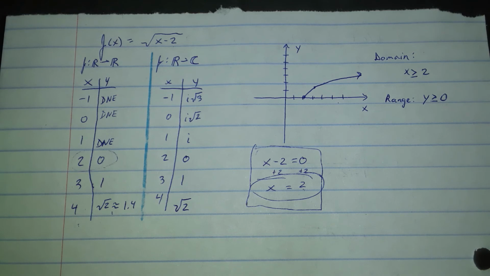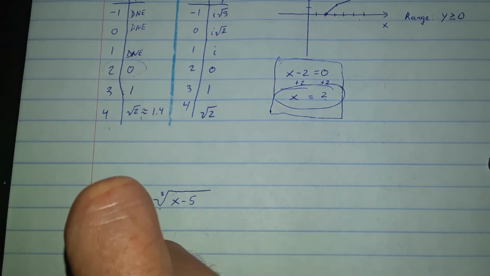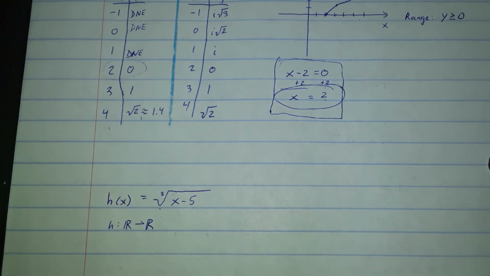Let's take a look at one more function. I want to look at the cube root function. So I have the cube root of x minus 5, and I want to take a look at what happens there. We're going to look at the real numbers and expecting to get real numbers out. So we're going to define this function h from the real numbers to the real numbers. And we'll set up another xy table here. And again, I'm going to start with -1, 0, 1, and see what happens.